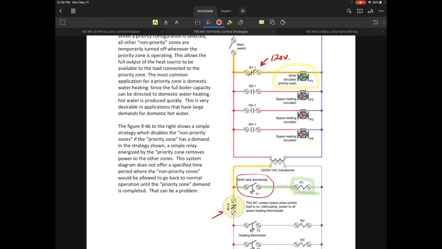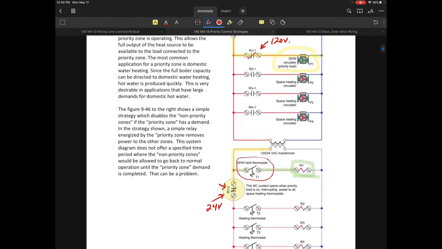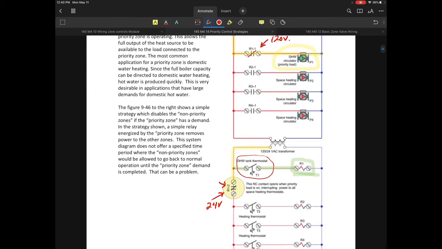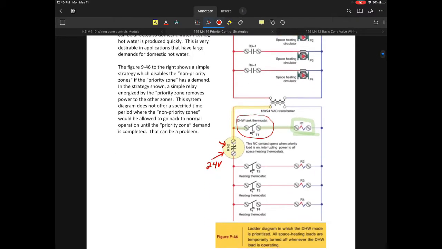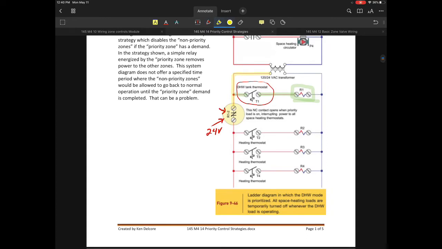This would have to be a separate set of contacts because of the two different voltages. This one is going to be the 120 volt side of things, and this one here is going to be the 24 volt side of the contact. That's why we're identifying this one as R1-2, the second set of contacts that is not in the same pole as this particular application. So domestic hot water heats, we satisfy that zone.